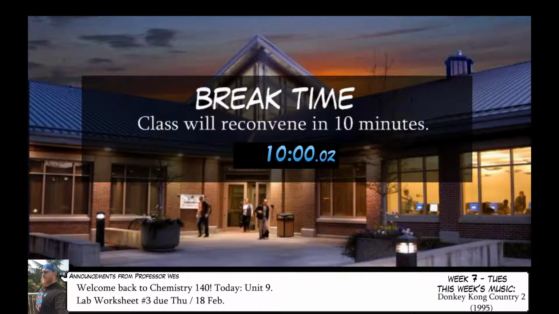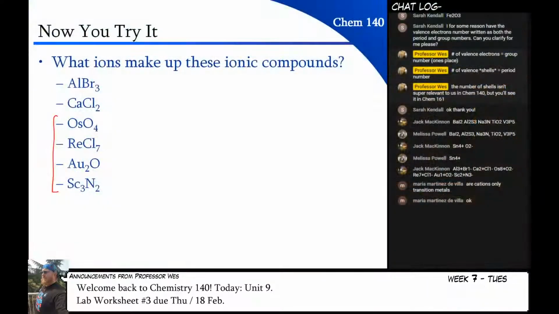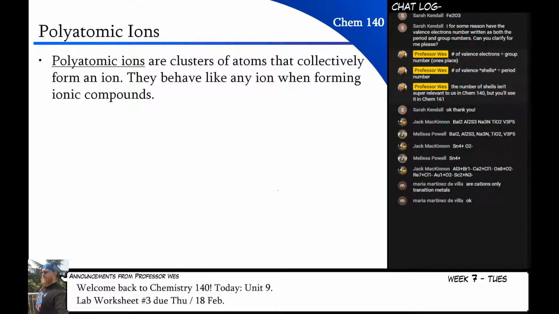Alright, welcome back to Chem 140. We're going to finish off Unit 9, because we're almost done with it. The last little bit we have to talk about for forming ionic compounds is, what are these polyatomic things that we've been talking about? Polyatomic ions are clusters of atoms that group together in a sort of molecule, but the molecule itself has a charge, and so it's an ionic compound.